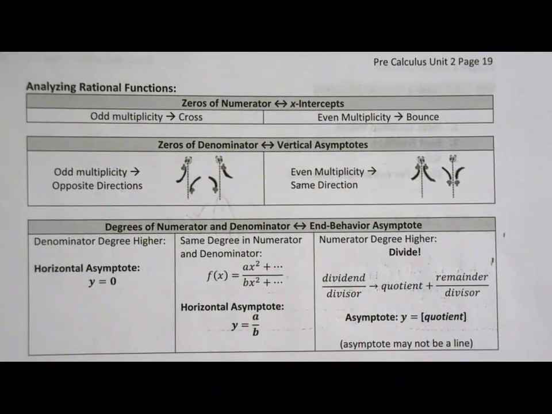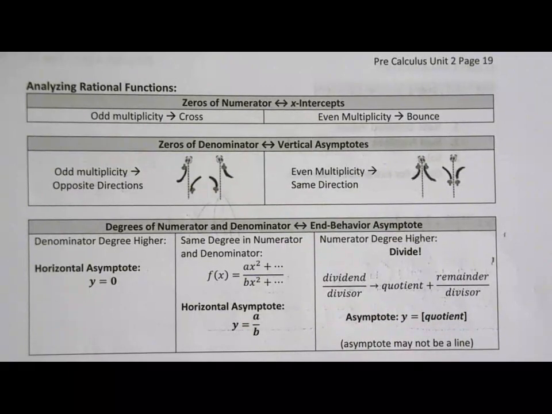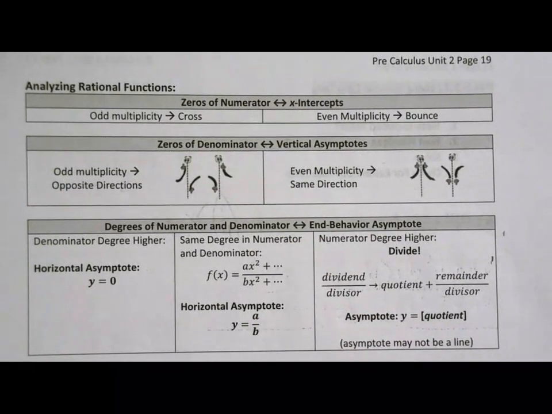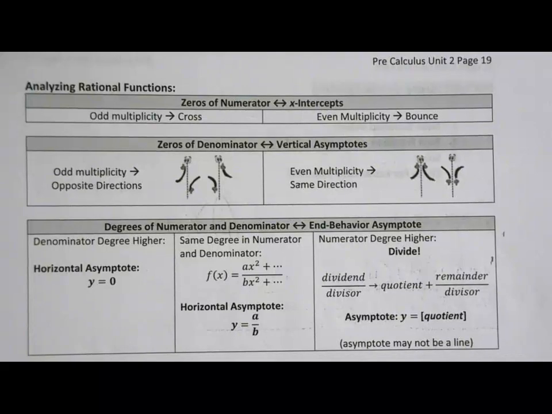So what do we need to know? We're going to be analyzing these rational functions. I'm going to give you an equation, and we're going to be graphing it by hand. In order to graph it, we're going to need several features.